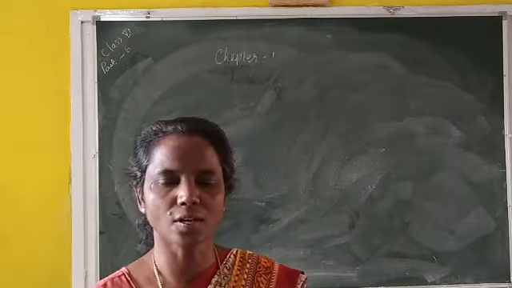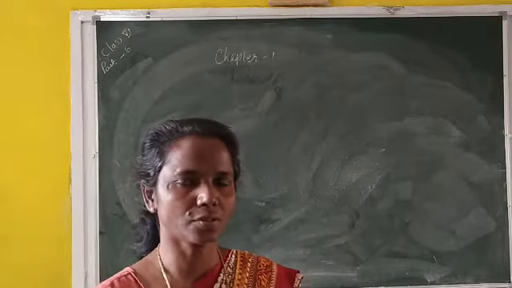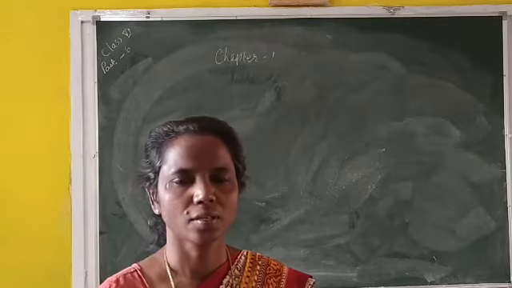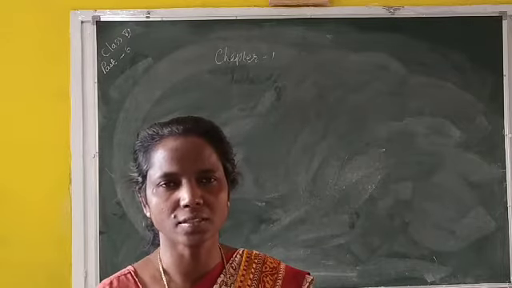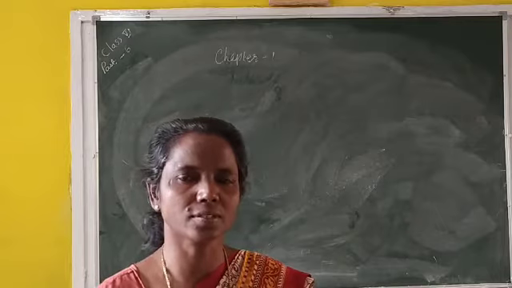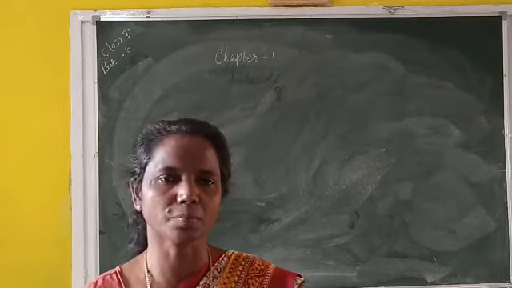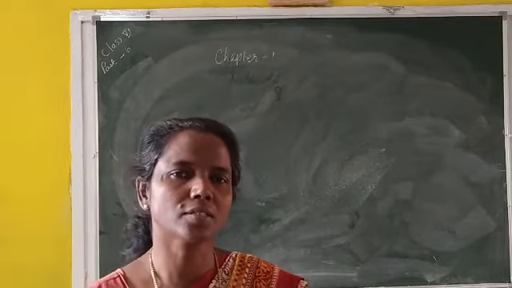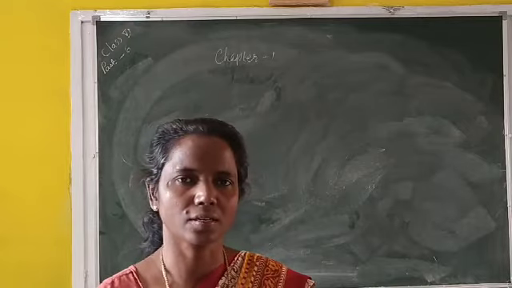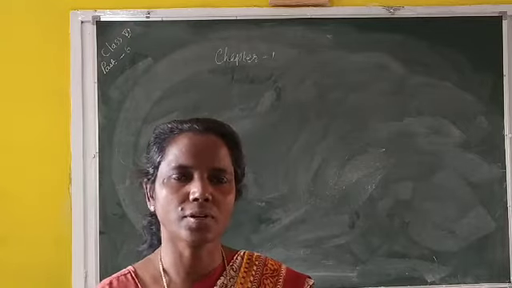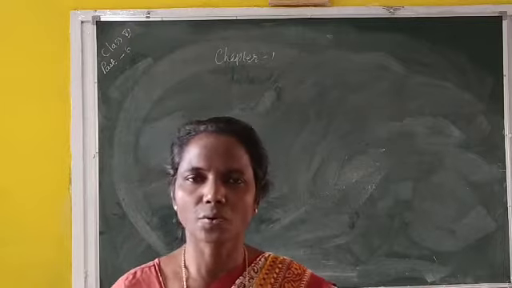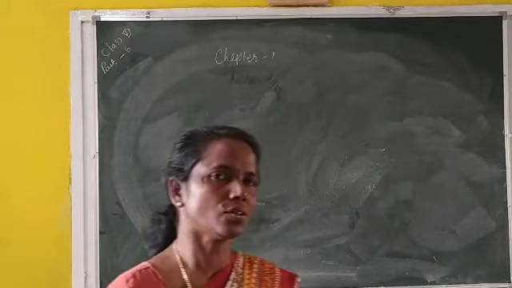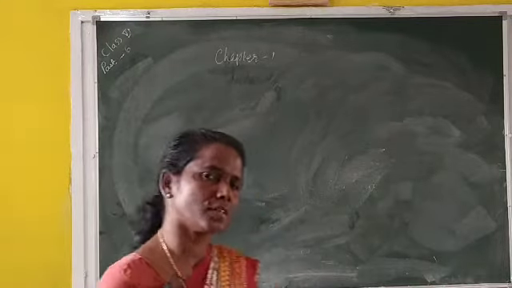Then one set how many rupees? 1,200 rupees. So after purchasing these 40 radio sets, how many rupees of money remain in her hand? How to find out? First we find out the cost of 40 radio sets. So we know the cost of one radio set.